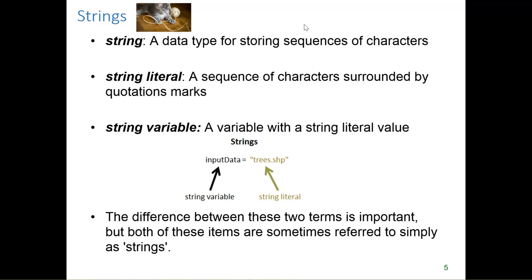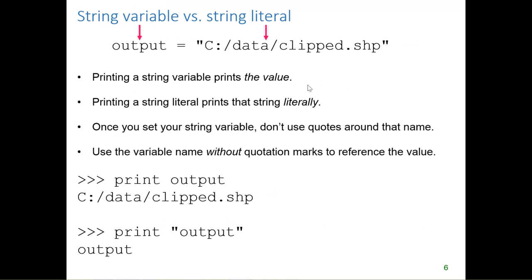So the difference between these two terms is important, and you can see an example here where we're using an assignment statement. The item on the left is the variable and the item on the right is the literal. Just to emphasize this point, a string variable is the thing we have on the left, and a string literal is what we have on the right. And printing a string variable prints the value of the variable. Printing a string literal means printing that string literally.